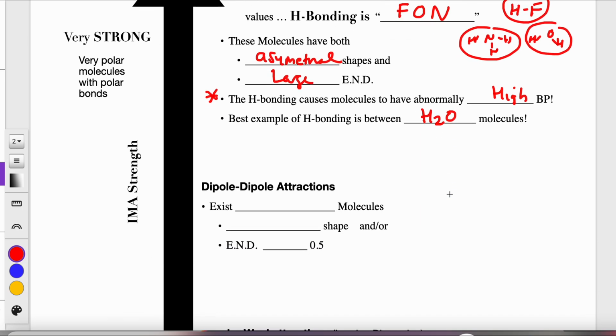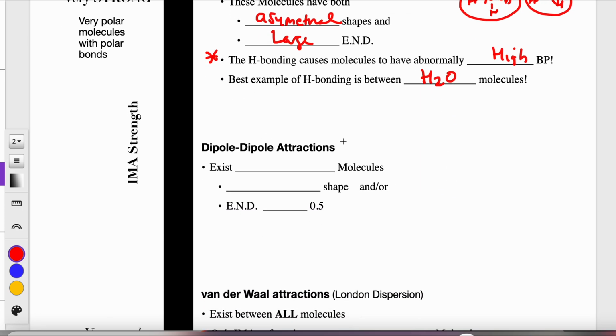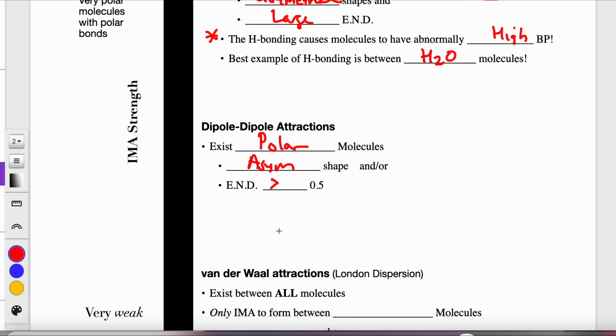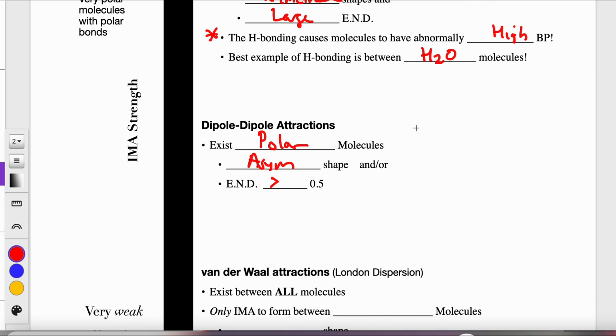The middle of the road attraction is dipole-dipole attractions, and these dipoles exist between polar molecules. These molecules are considered polar because either they have an asymmetrical shape or their END is greater than 0.5. And so these definitely have some partial charges, unequal bond distribution.